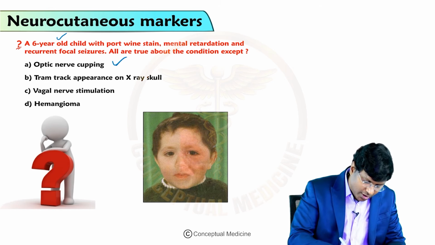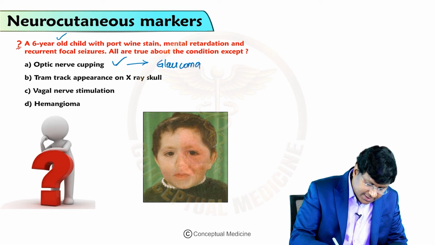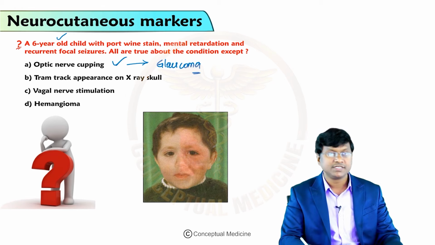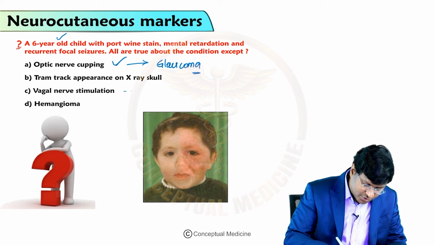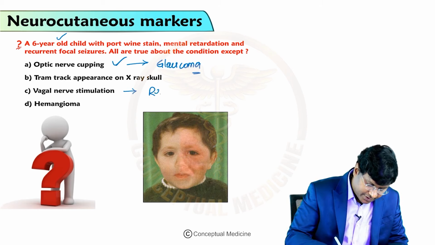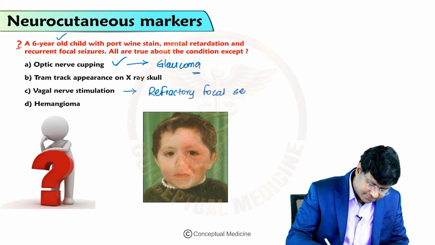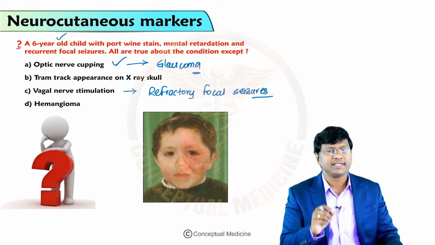Okay, and this optic nerve cupping is mainly due to the congenital glaucoma that you come across in patients with Sturge-Weber syndrome. And the vagal nerve stimulation: what is the purpose of this vagal nerve stimulation? That is for treatment of refractory focal seizures, right? Refractory focal. See, what are these focal seizures?